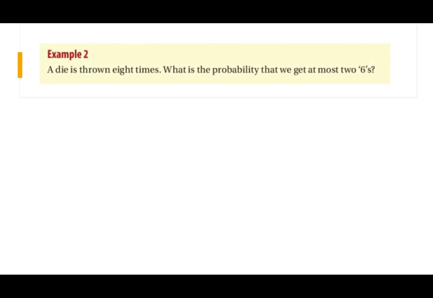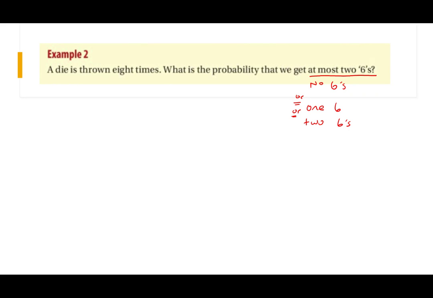Slightly different question here in the way it's worded. It says a die is thrown 8 times. What is the probability that we get at most 2 sixes? At most 2 sixes means that I can have no sixes, I can get one 6, or I can have two 6s. I need any one of them to occur. So I have 3 choices: no sixes, one 6, or two 6s.